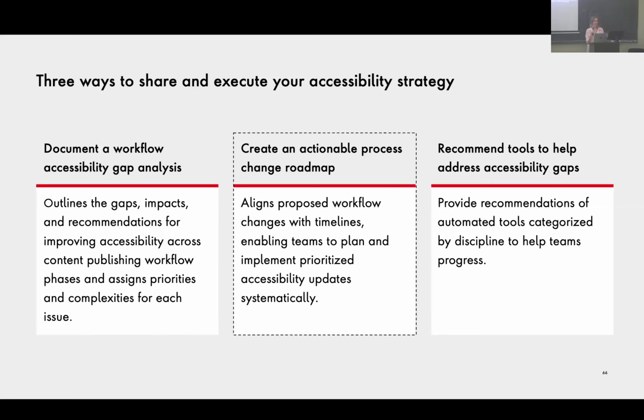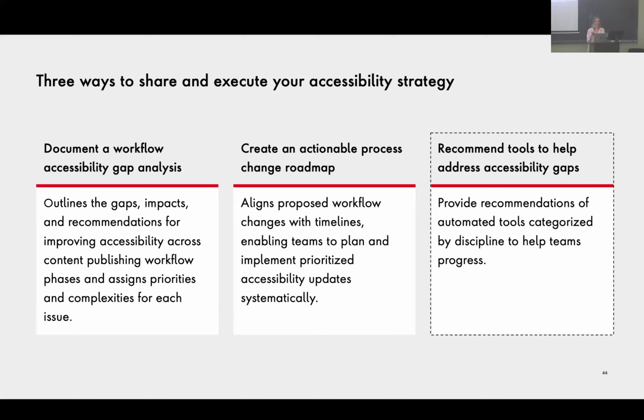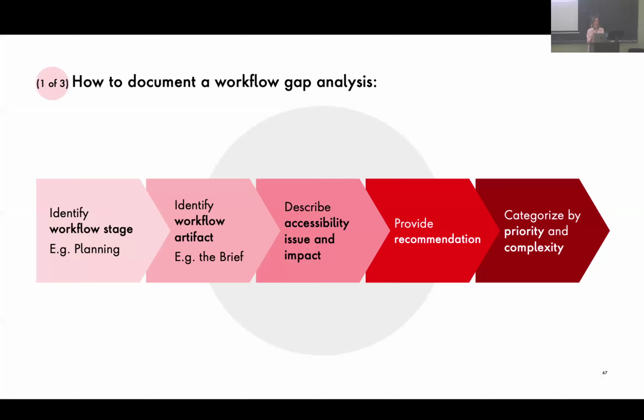Okay. The next is a process change roadmap, and it just takes the workflow updates that you're recommending and aligns them to a timeline. So you're giving teams an idea of what they should be doing first and how long it should take them. It allows them to work on it systematically. And then we have our tools section that I'll get into. So let's get into this workflow gap analysis. First, I'm just going to tell you the steps to doing it, and then I'll show it to you.